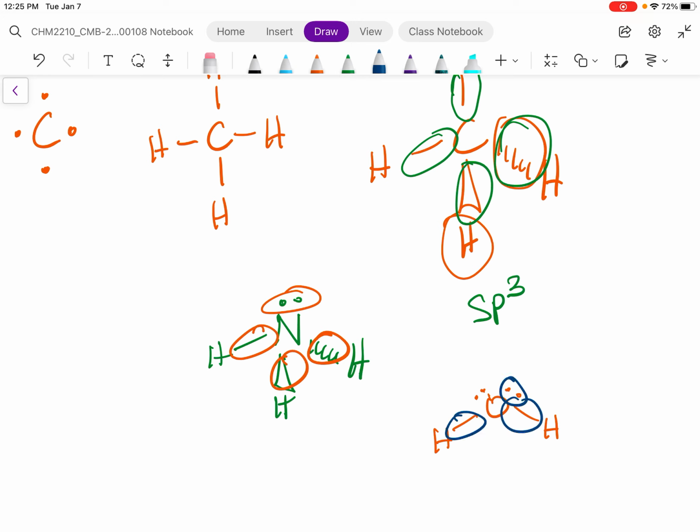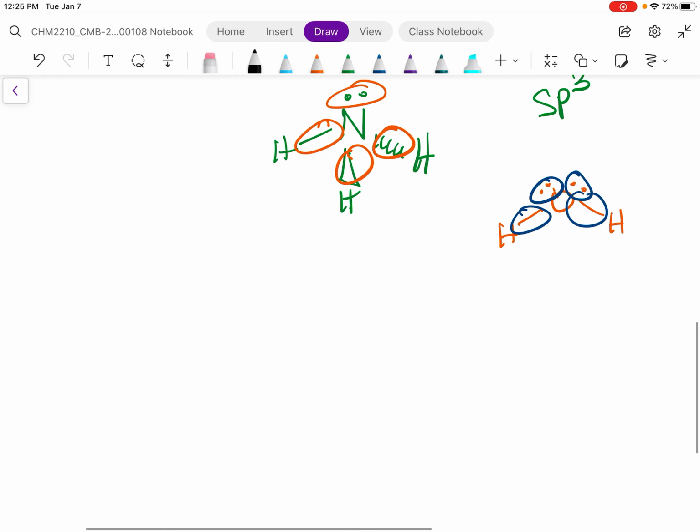One, 2, 3, 4. That is also sp3 hybridized. So what does sp3 hybridized actually mean? If we take a look at the ground state of carbon again, we have 1s, and I don't care about 1s because it's the core electrons. What I care about, and you should care about, are the valence electrons. Those are the ones that do the chemistry. So we have a 2s and a 2p.